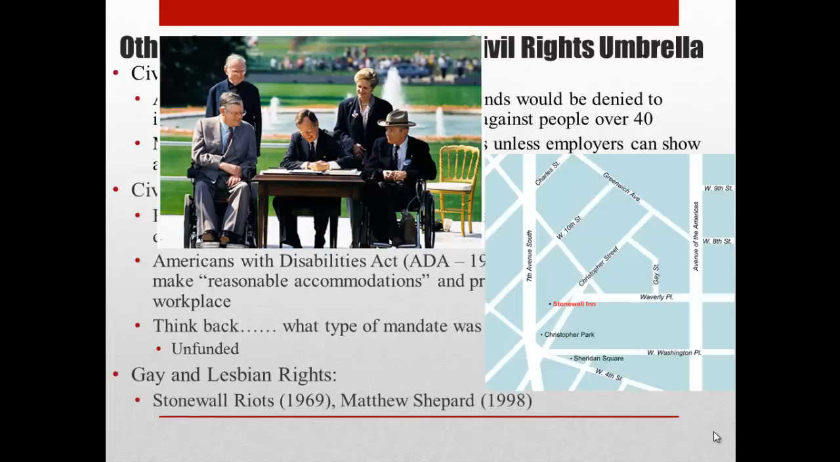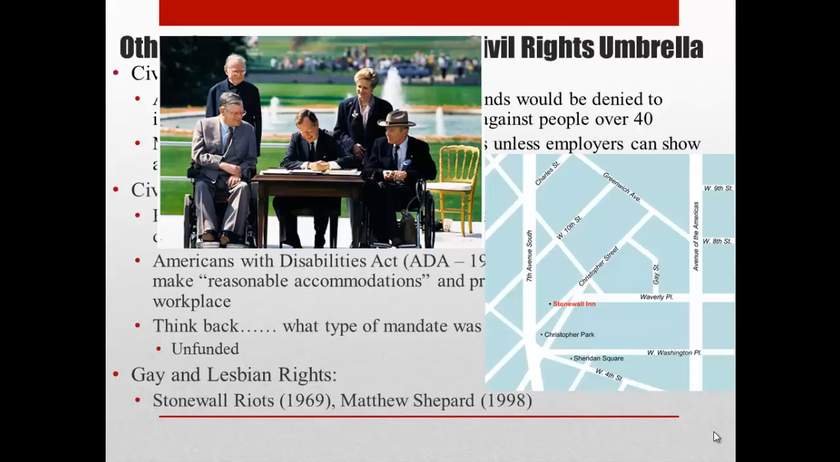Gay and lesbian rights, a lot of this goes back to the Stonewall riots in 1969, and here's a map of where the Stonewall Inn was located. This was a bar where many patrons were gay and would be harassed and arrested by the police. One night, the patrons had enough, and they basically had a riot in the streets. This launches the gay rights movement.